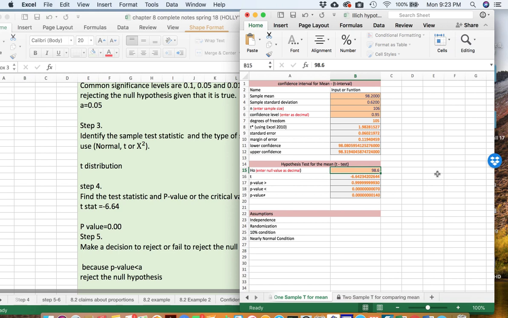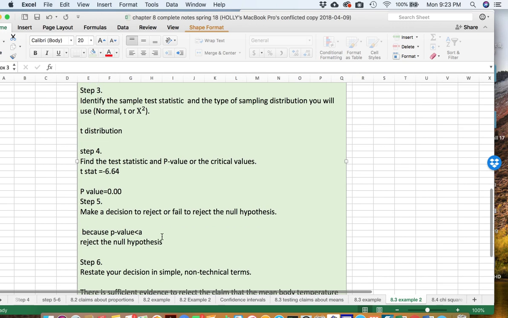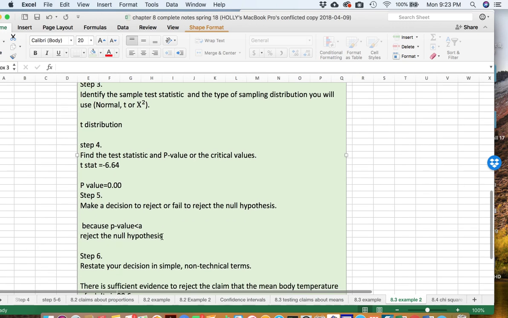Alright, and so we can see here our t-stat of negative 6.64, rounded off, and this is a two-tailed test. Notice how small our p-value is, 0.000000001. It's basically 0. So basically we have a p-value of 0 here, and so we can make our decision. Our p-value of 0.0 is definitely less than our alpha level. Therefore, we will reject the null hypothesis.